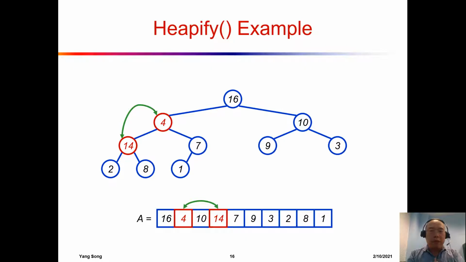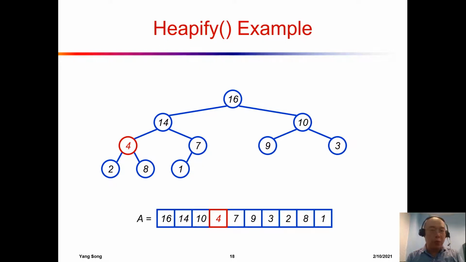So which value should be swapped with 4? The largest among the 3. So the parent 4, the 14, and 7. The largest is 14, so we want to swap the 4 and 14. And after that, this 4 is at a new location, but is our work done? The answer is no, because the new location of the 4 is still not the right location.